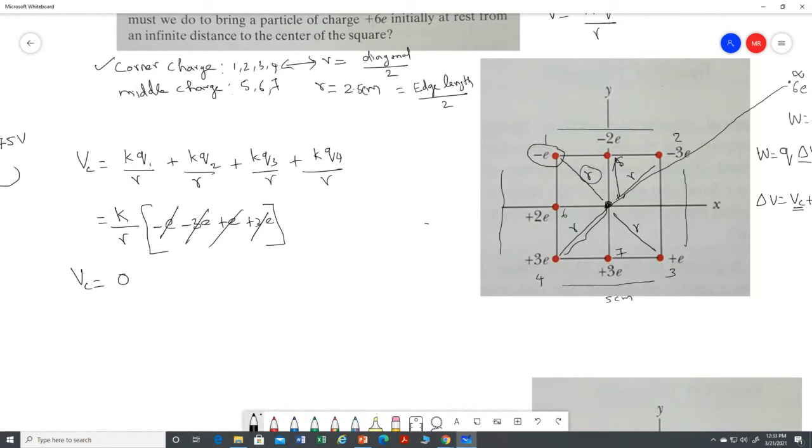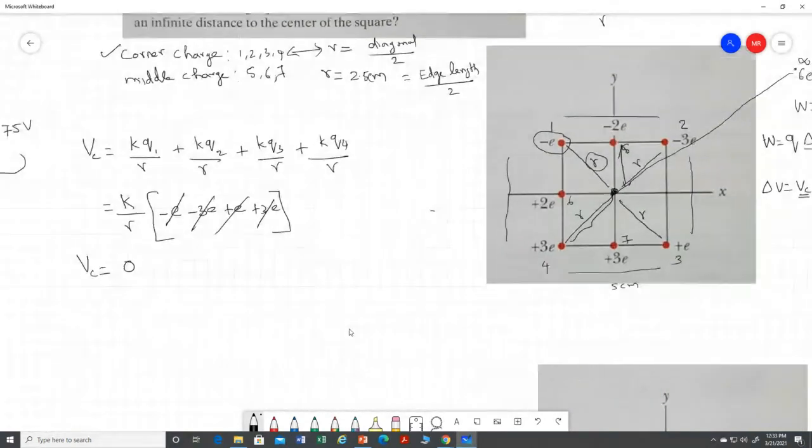Clear? Because anything multiplied by 0 is 0. Even if you have the value for R, even if you have the value for K, anything multiplied by 0 is 0. So no issue. Clear?